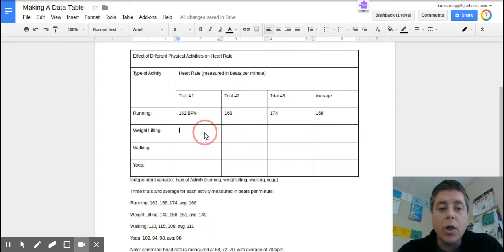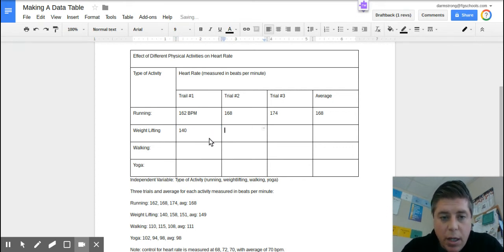Okay, so let's put the weightlifting numbers in. All right, so when we did weightlifting, we had 140 beats per minute. We had 158. Third trial, I had 151. And again, you can see I'm just taking my data from down here. And that gave me an average of 149.